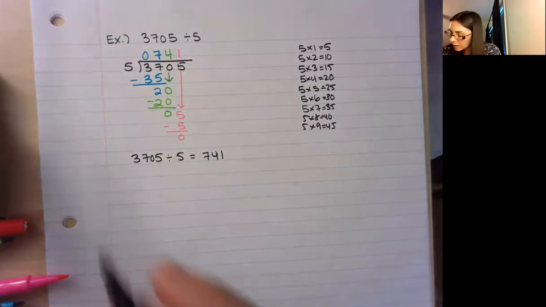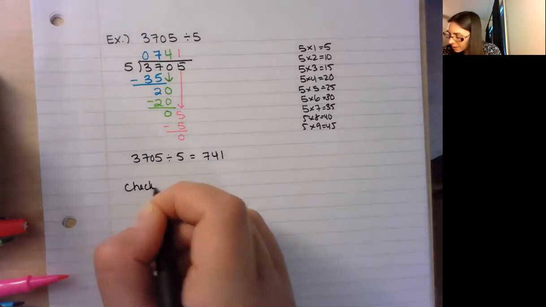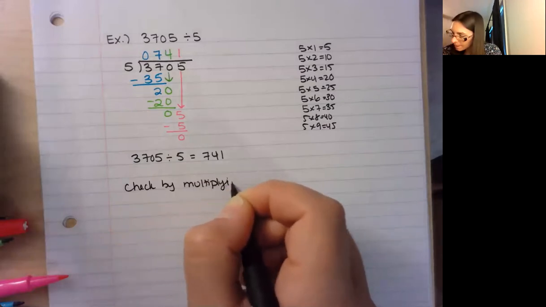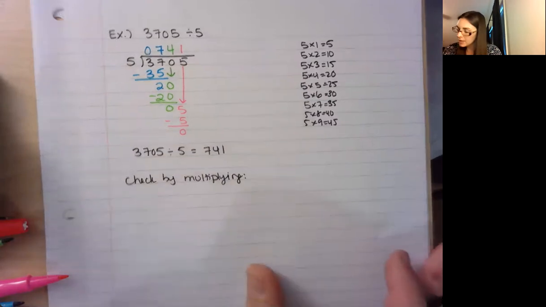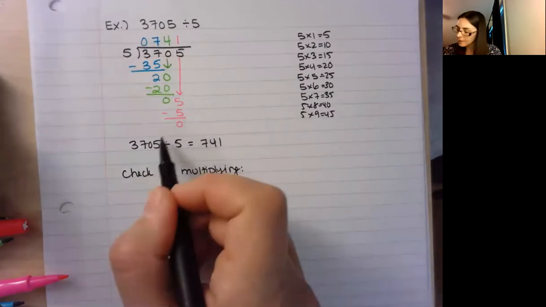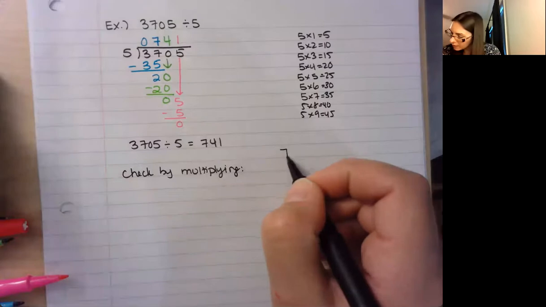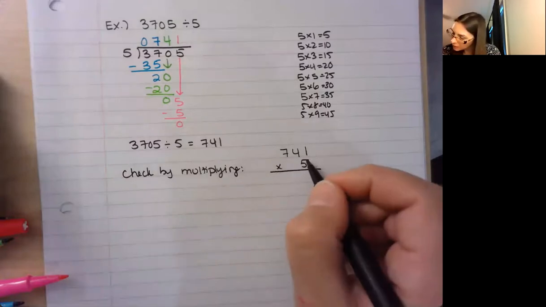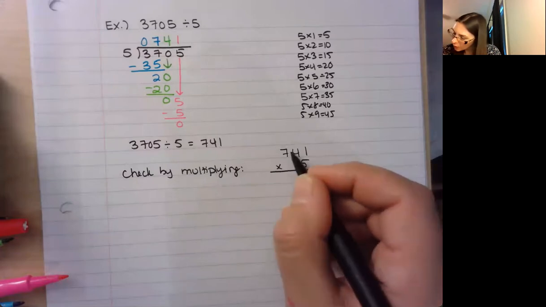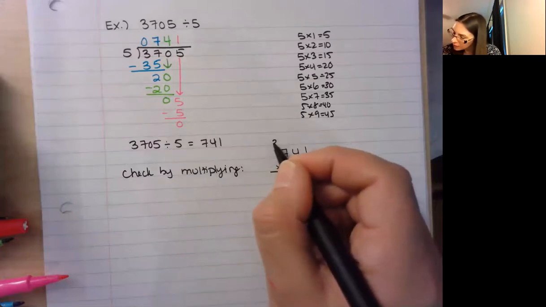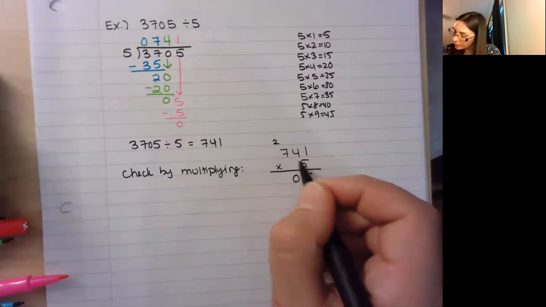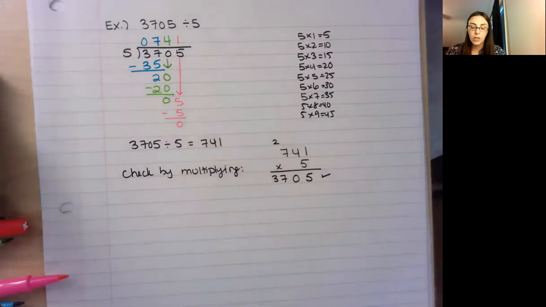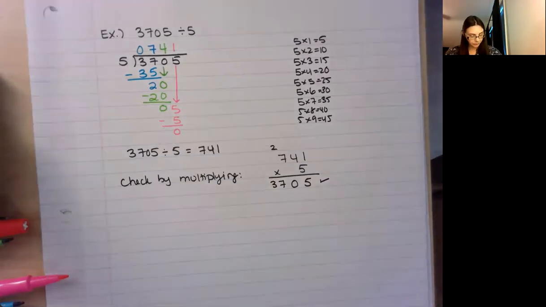Now, I will make a note here that you can check by multiplying. And I'll just do it this one time. So what you can do is take these values here and multiply them. So do the 741 times by whatever you divided by, so 5. 5 times 1 is 5. 5 times 4 is 20, so 0, carry the 2. 5 times 7 is 35, plus 2 is 37. And you can see you do get that original number back out. So you can check your division.